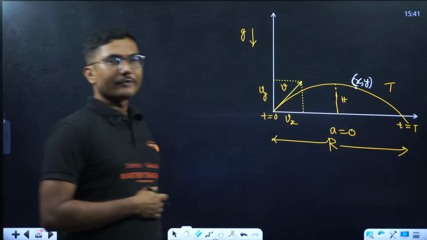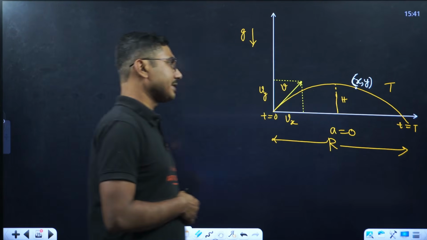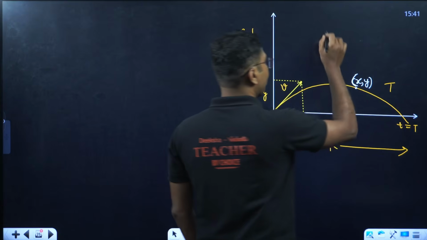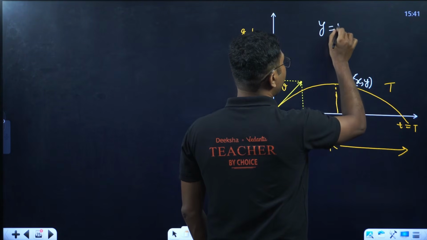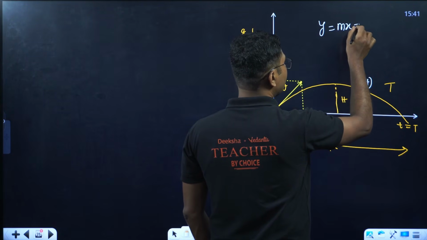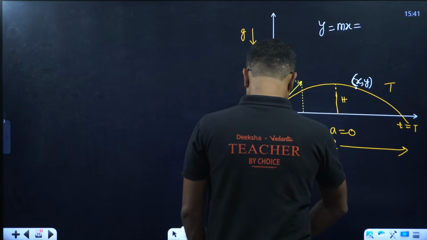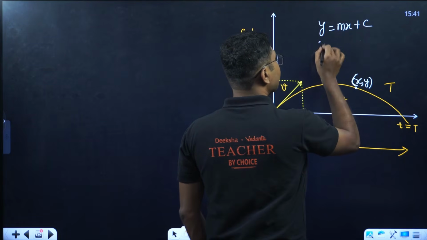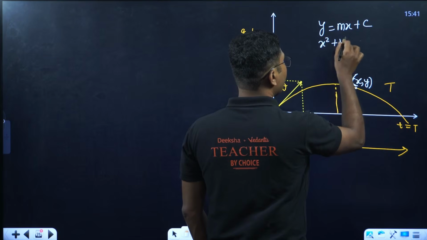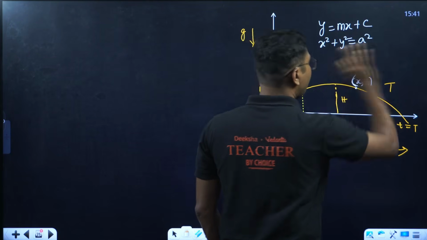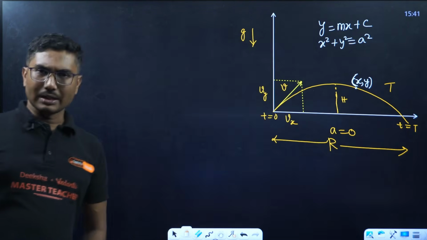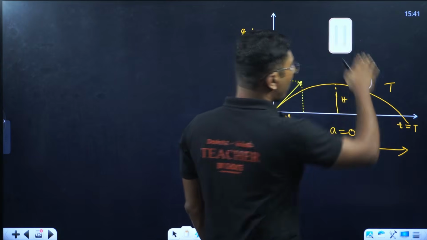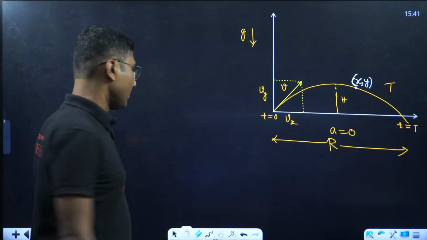So if we can figure out the relationship between x and y, then we can say what the nature is. For example, y = mx + c. If we find the relationship is like this, then we can say that this is a straight line equation. If it is x² + y² = a², similar to that, then it will be a circle. So based on the equation we can tell what the nature of this graph is, right?